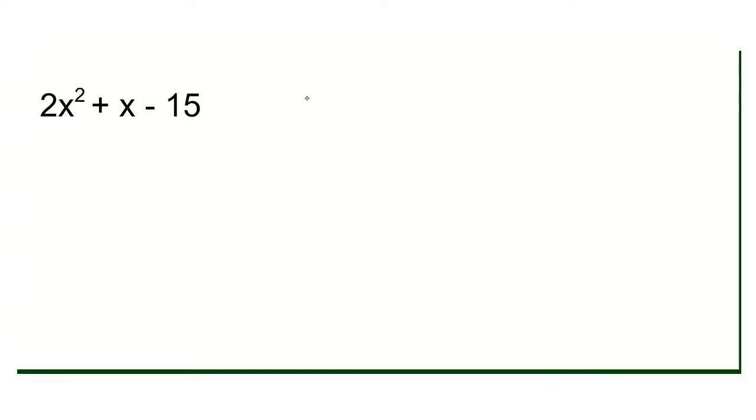Your first step when factoring is to always look for a GCF. When I look at 2x squared plus x minus 15, I notice that the only number that all three terms have in common is 1. When 1 is your greatest common factor, we say that we don't have a GCF, because if I factor a 1 out, all the numbers will stay the same. So then we can move on to the area model.